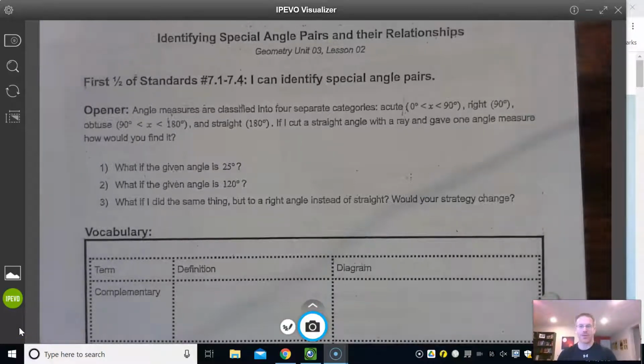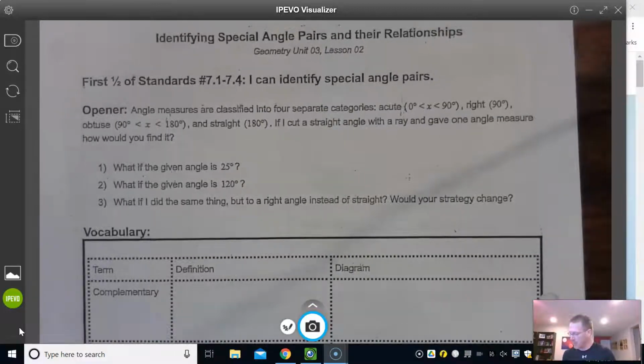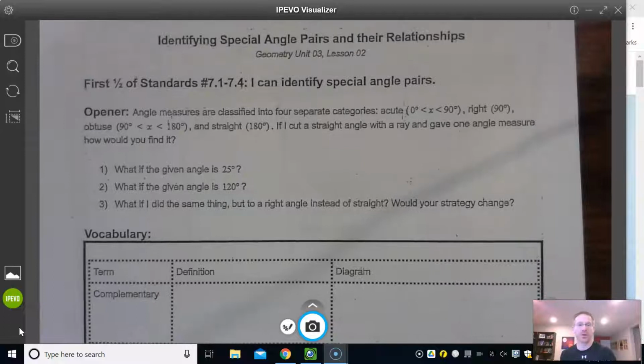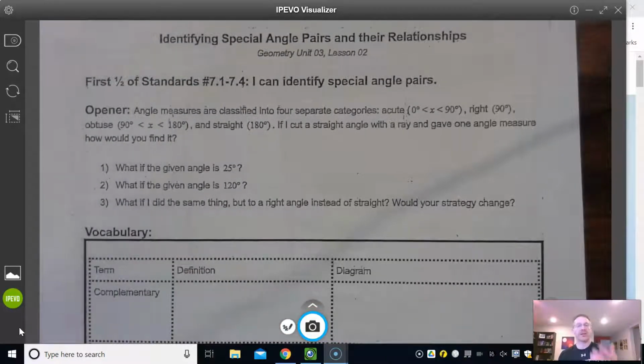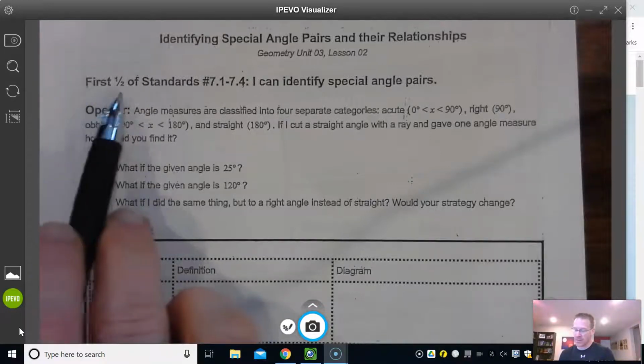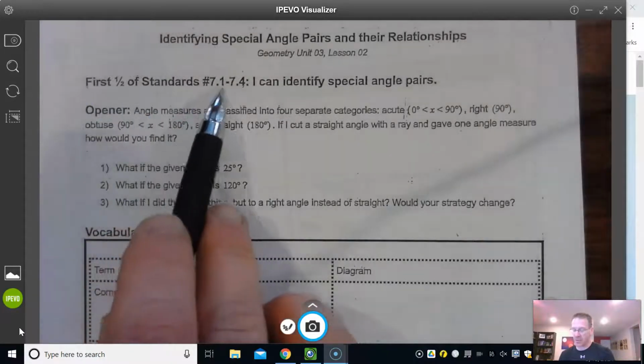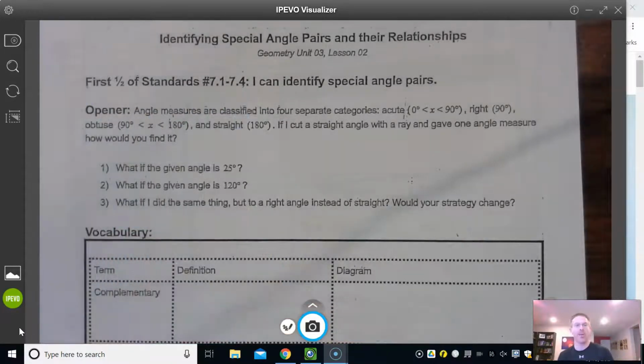All right, my friends. So we're back and we're going to go into our next lesson here in Unit 3. We're on page 120 in your workbook. We're going to start working with more specific types of angles and identify some special angle relationships. This is really the first half of standard 7.1 to 7.4: I can identify special angle pairs.